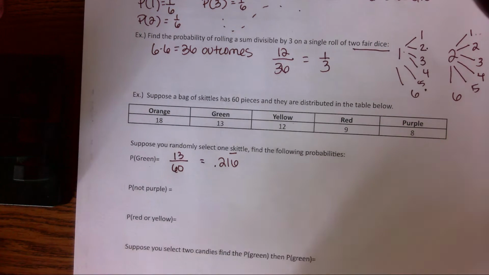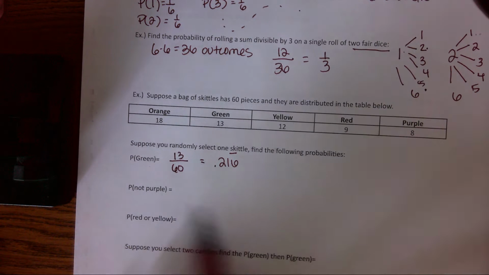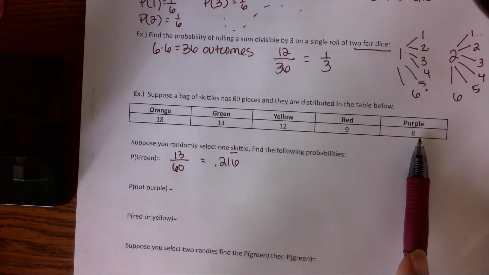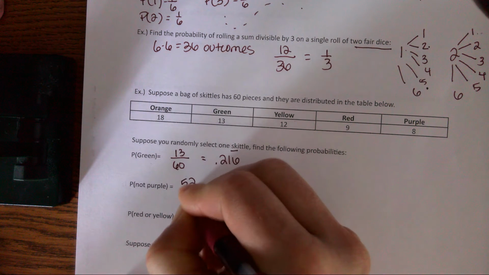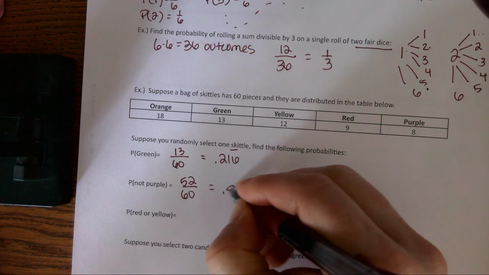Okay, so I think this is common sense, so I don't think I have to write it down. If I want the probability that it's not purple, can't I just figure out the opposite of that and subtract it? So what I mean is, purple is 8 out of 60. So wouldn't not purple be what's left then? 60 minus 8 is 52 out of 60. Stop me if this isn't making sense, because I know this is new for a lot of you. I get 0.86 repeating.